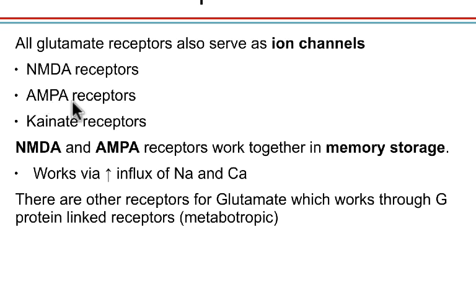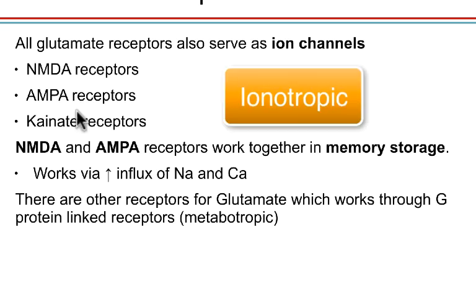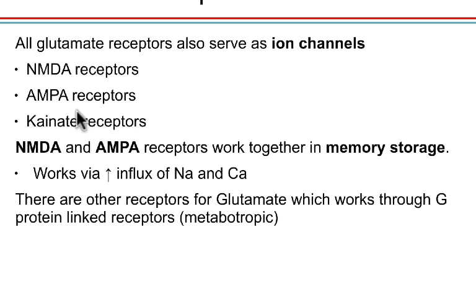These three receptors are ion channels. In other words, glutamic acid is going to sit on the receptor and these channels will open. So they are ionotropic. The channel and the receptor are the same thing. NMDA and AMPA are the ones that are involved in the memory process.